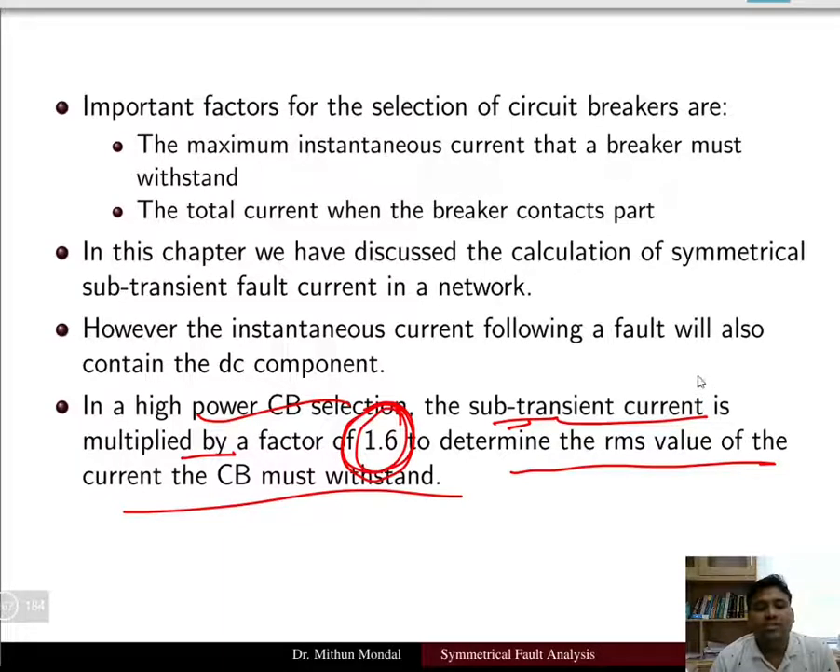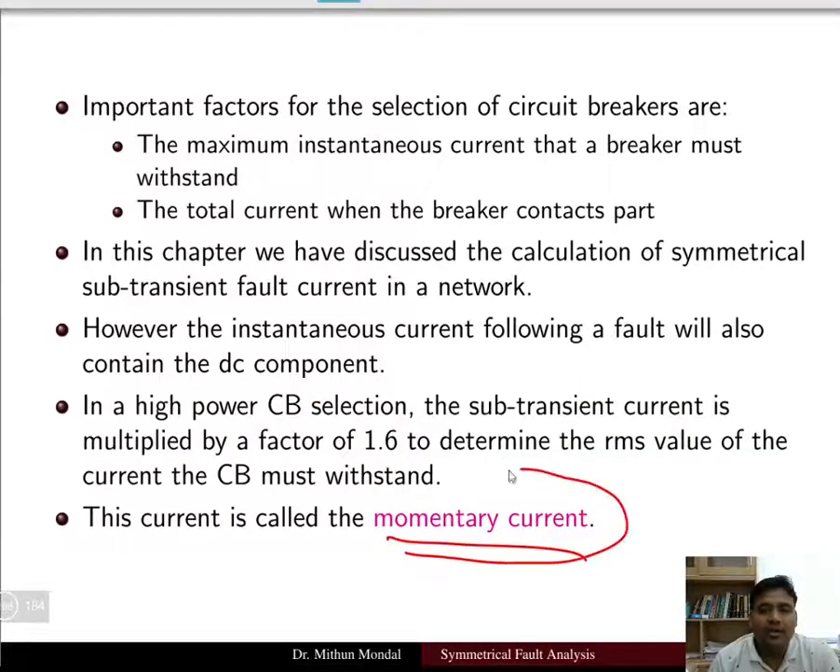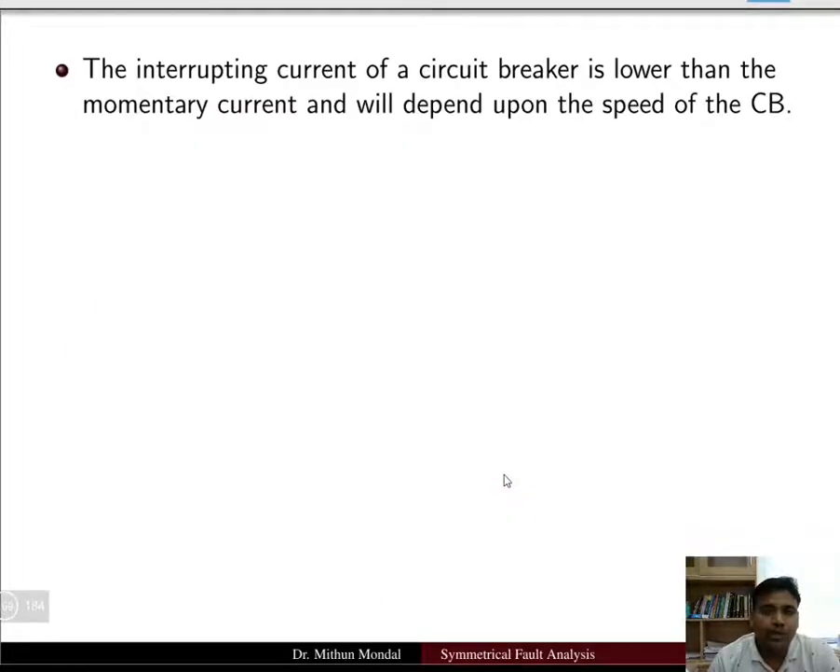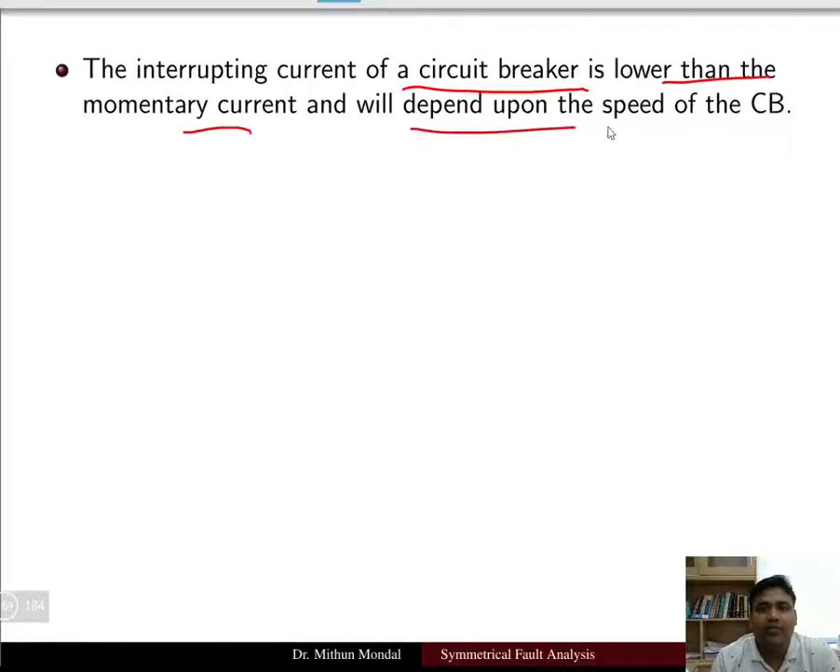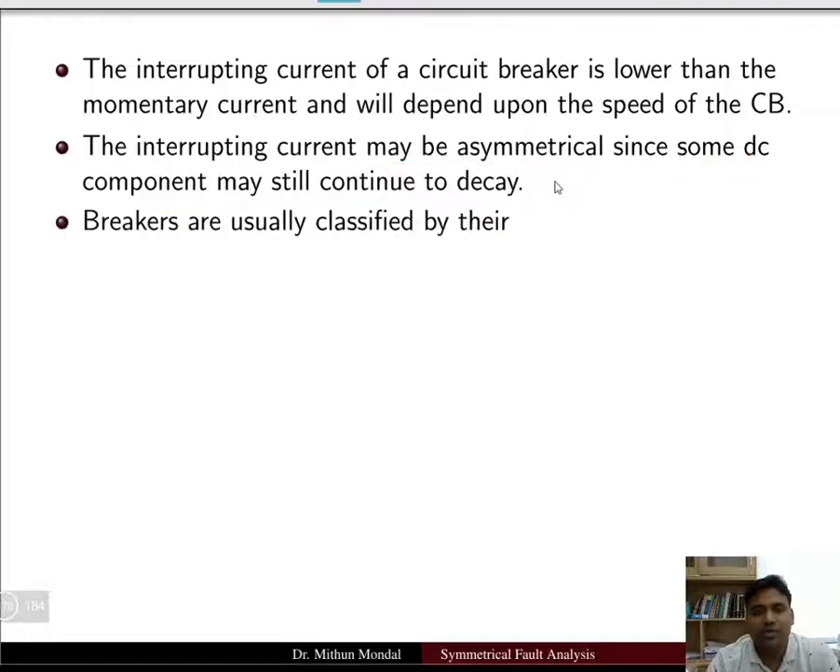So in order to design a circuit breaker, we have to multiply the sub-transient current by 1.6. That will be the current the circuit breaker can withstand. This current is called the momentary current, the momentary current to which a circuit breaker can withstand. The interrupting current of a circuit breaker is lower than the momentary current and will depend upon the speed with which the circuit breaker operates. The interrupting current may be asymmetrical since some DC component will still continue to decay.